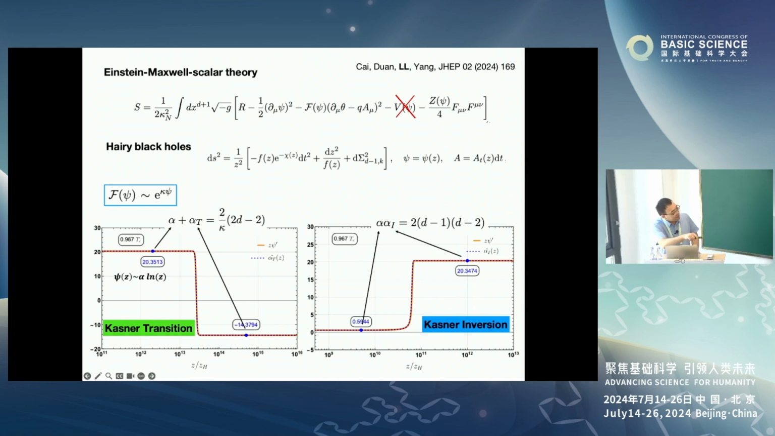The second one is where we still have two Kasner universes, with some alternation between them. In this case, the alpha before the alternation and after the alternation, multiplied together, is given by this value. Alpha times the alpha of the next Kasner universe is given by this value. It only depends on the space-time dimension. This we call the Kasner inversion.